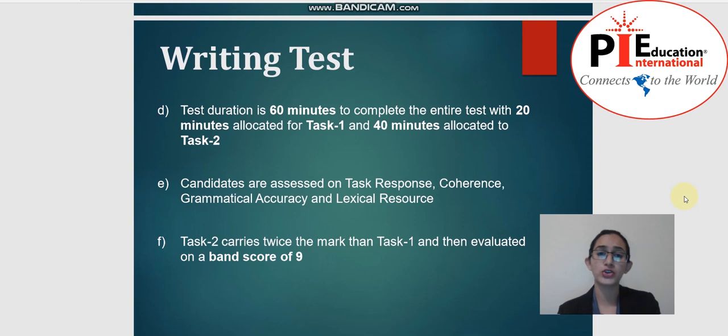Next, they will judge you on your coherence. Coherence means how well are your ideas connected together, right? How well you are able to use language to explain or communicate your ideas and thoughts. Grammar, obviously, apnake oboshoy grammatically accurate sentences, and you have to use proper grammar in your writing task. And you have to use good vocabulary, right? Lexical resource is very important.